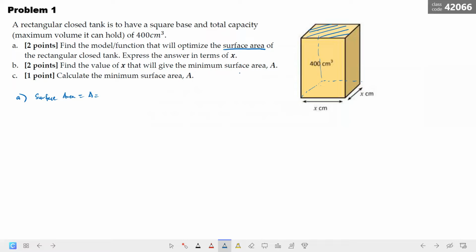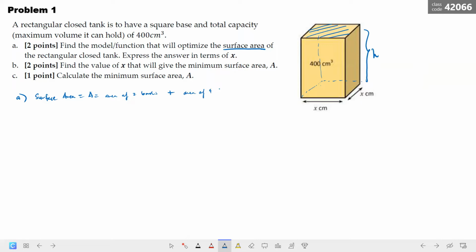So we have the area of the two bases plus the area of the four faces, the one in front, the one on the right, the one on the left, and the one at the back. Assuming this would be a variable h, the area of one of the faces is given by x multiplied by the height. However, there are four of them.